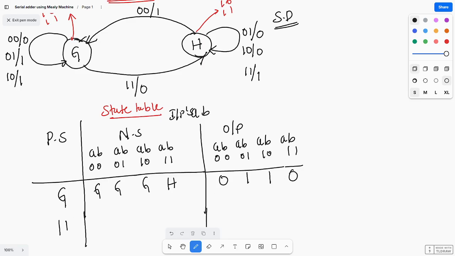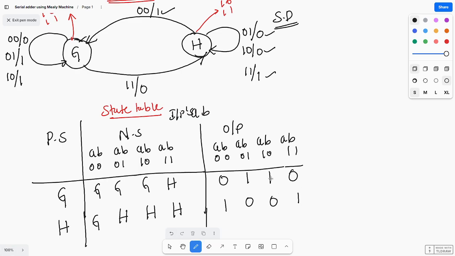And you are at H. You need to see for 0, 0. What is the next state? It is going to G. When it is 0, 1, the next state is H. For 1, 0 the next state is H only. For 1, 1 the next state is H only. And next, what are the outputs? For 0, 0 the output is 1. Next output 0, next output 0, and next output 1. Okay, so this is my state table.